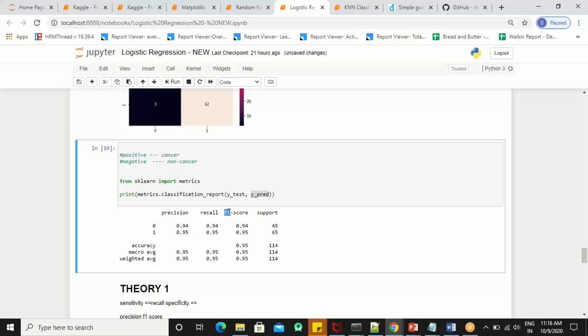No, very good, Nitika, very good. So F1 score is a harmonic mean between the precision and the recall. Okay, it's not an arithmetic mean, it is a harmonic mean. That's where your F1 score is.